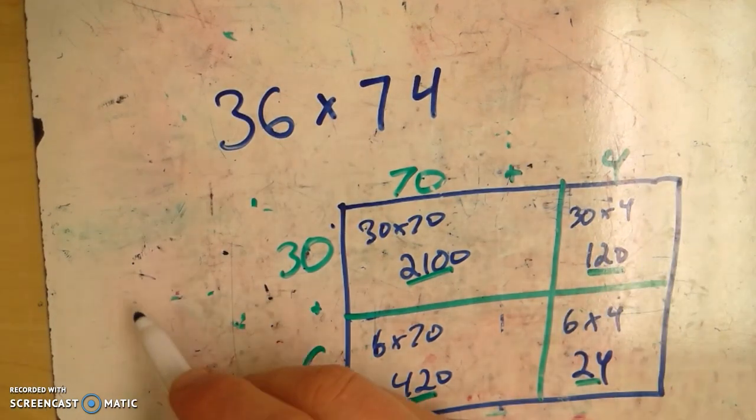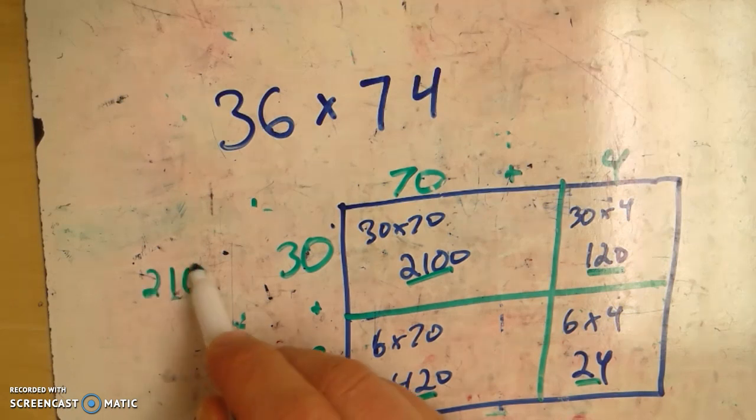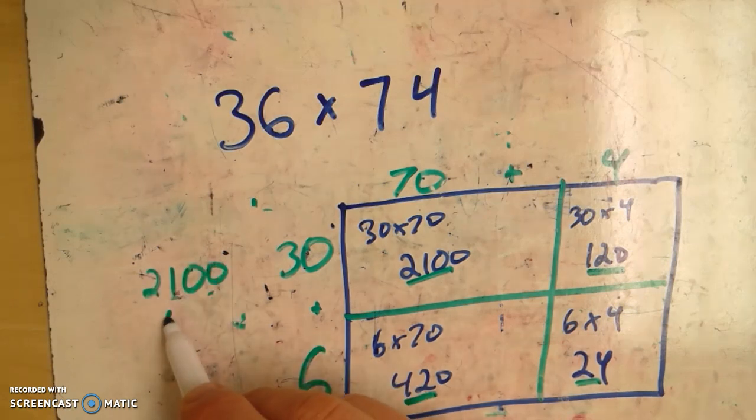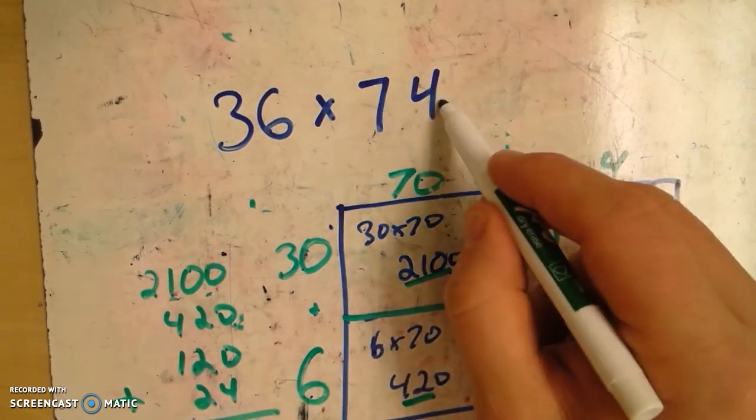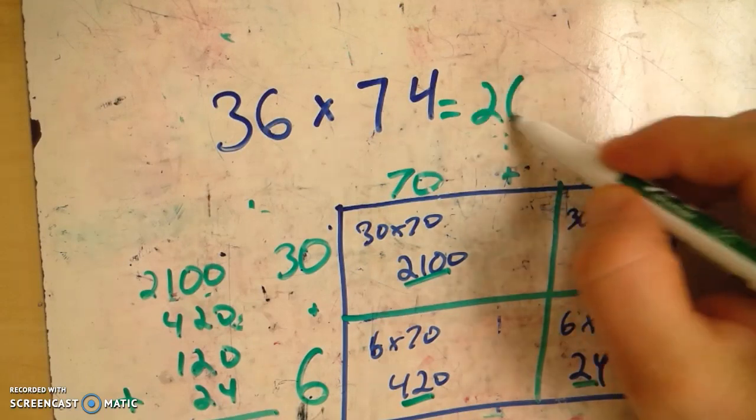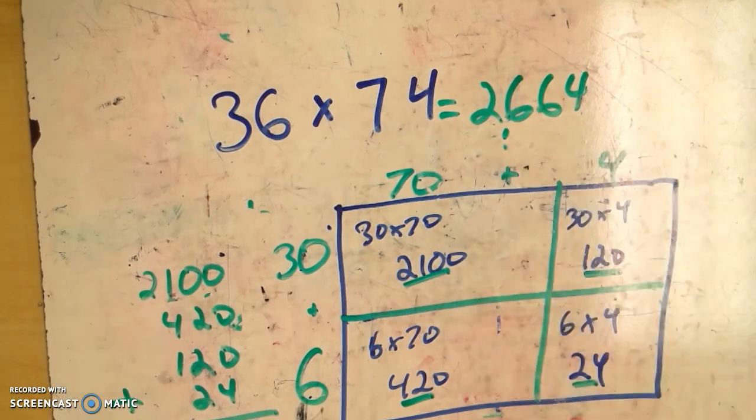Right? So we add 2,100, 420, 120, 24, and that is going to be our answer here, 2,664. If you want to check your work, you can always estimate, right?